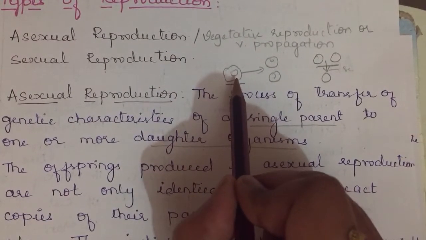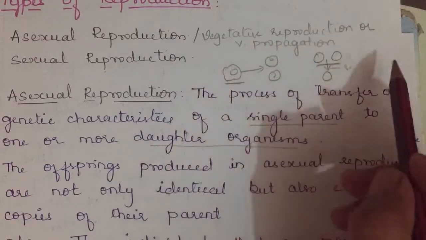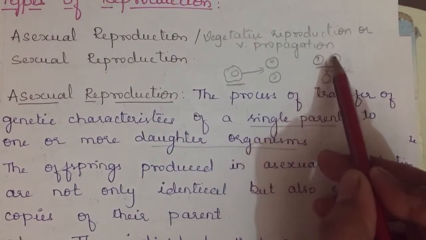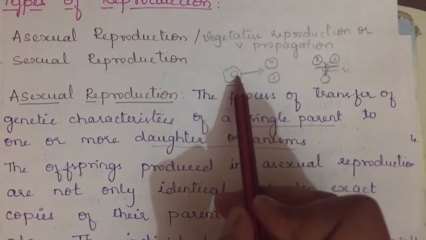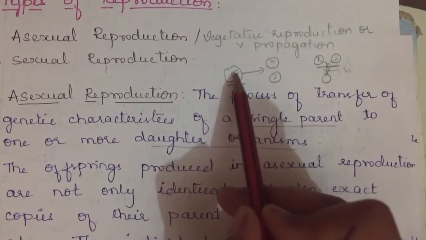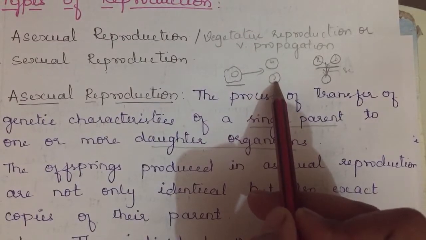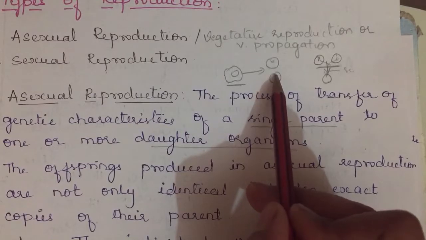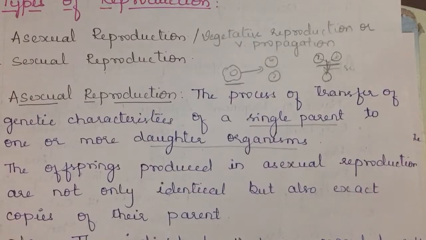Because there is no mixture of two different chromosomes or two different genetic characteristics from two different parents. Whereas in other organisms, as we find in human beings, two parents are involved, and two different chromosomes fuse to get a new genetic variety. But here there is no such mixture. Only one parent. Whatever genetic characteristics are present are transferred to both the offsprings equally. So these offsprings formed in asexual reproduction are exact copies of their parents. So these offsprings are called clones.